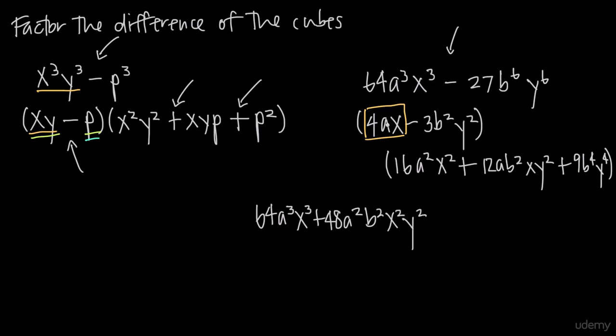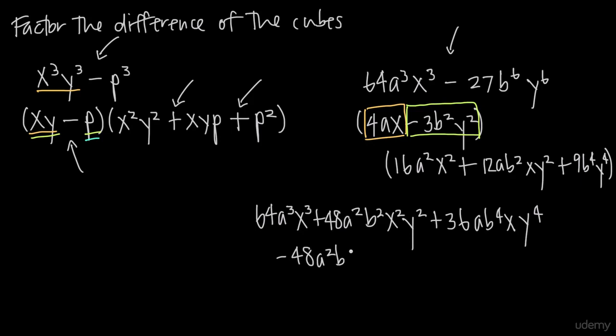Then we're going to multiply 4ax by 9b to the fourth y to the fourth, and we're going to get 36a b to the fourth x y to the fourth. Now that we've multiplied this first term by all three of the terms in our trinomial, we need to multiply this second term, including the negative sign, by the three terms in the trinomial. So negative 3b squared y squared times this first term here with the 16 is going to give us a negative 48 a squared b squared x squared y squared.